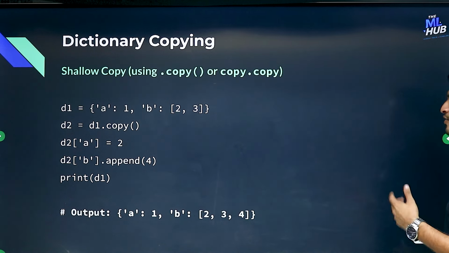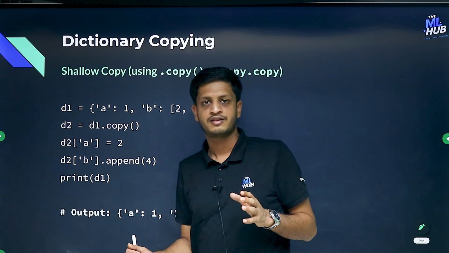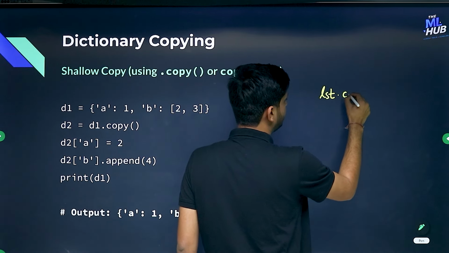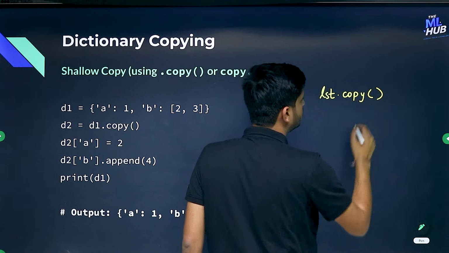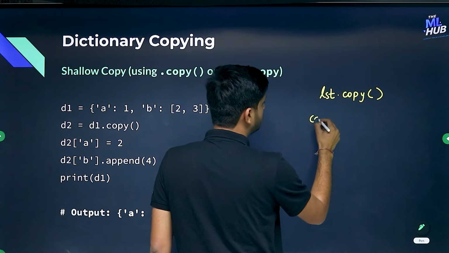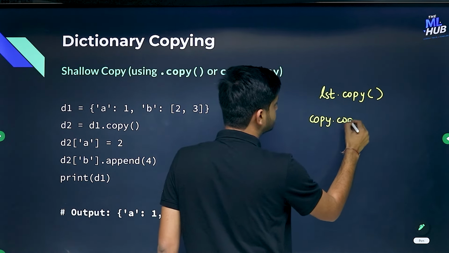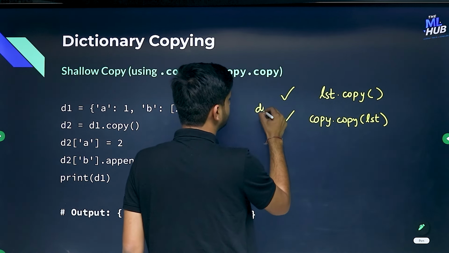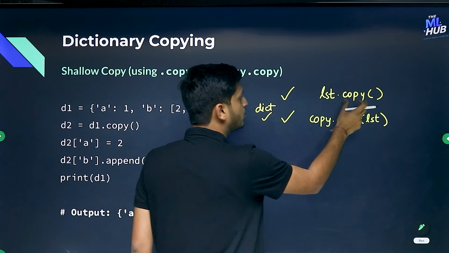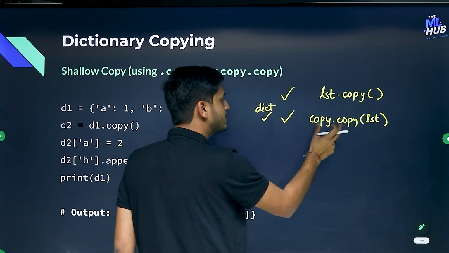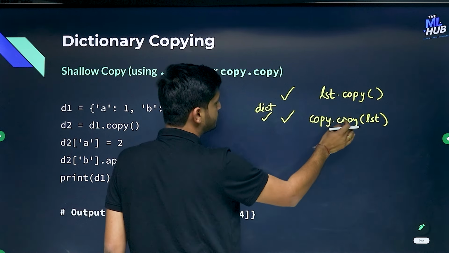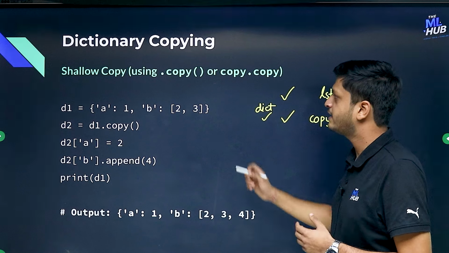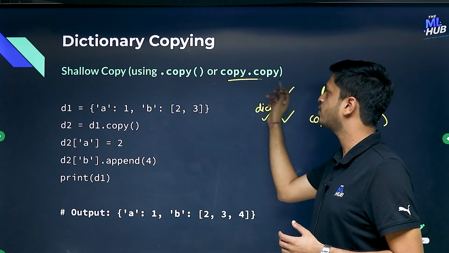Now we have a copy function for dictionaries, just like list. There are two ways to create a shallow copy. In list, we have seen there are two ways: one is using the dot copy function directly on any list, and the other is using the copy library's copy of list. Both of them are available for dictionaries as well. For tuple, the dot copy function is not available; we have seen that. But for dictionaries, the copy function is also there and the copy library is anyways there. So you can create a shallow copy using the dot copy function or copy.copy.